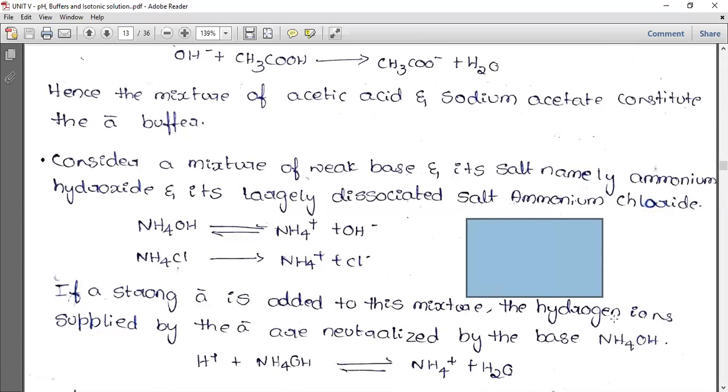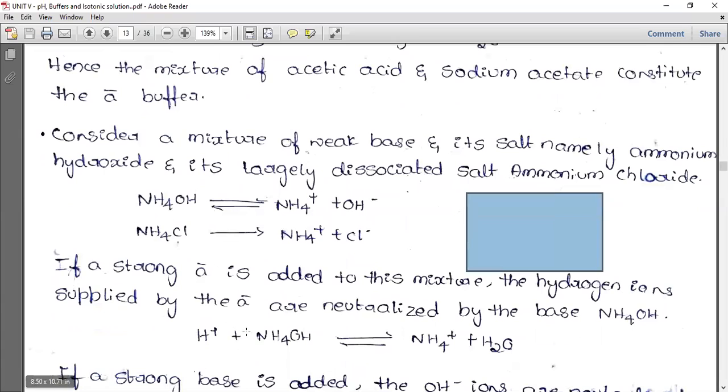Now to this mixture, if we are adding an acid, indirectly we are introducing H plus ions. Whatever H plus ions we introduce are taken up by the ammonium hydroxide, because it has affinity towards H plus ions. So H plus ions react with ammonium hydroxide to give ammonium ion and H2O. Since the ammonium ion concentration was already there in the mixture, there's just an increase in it. Again, it forms partially dissociating ions, so there will be only a very slow change in pH, not much change.